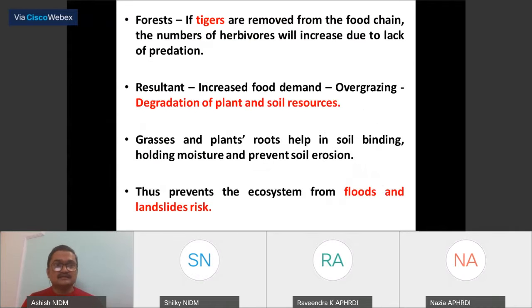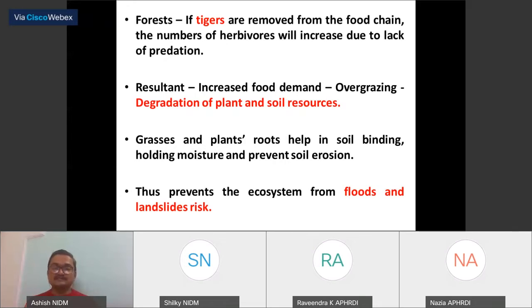We all know about that. One beautiful example I wanted to quote here: tigers, and floods and droughts, those are interlinked. If the tigers are removed from this food chain, the number of herbivores, the animals which depend on grass and other plants, will increase due to lack of predation. Tigers won't be there, so they won't be killing these herbivores. So what would be the result? Increased food demand for these herbivores. They will overgraze. Then there will be degradation of plant and soil resources.